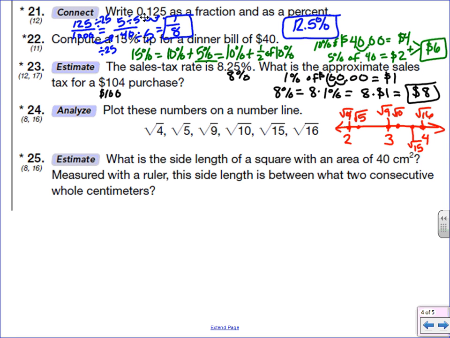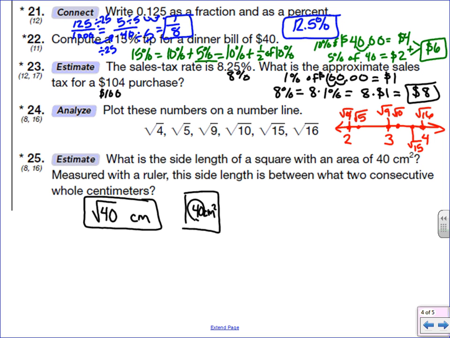What is the side length of a square with an area of 40 centimeters squared? Well, to find the side length of a square, when they give you the area, to get 40 centimeters squared, they must have multiplied a number by itself. So they're asking, what is the square root of 40? So the exact side length would be the square root of 40 centimeters. And then it says, measured with a ruler, this side length is between what two consecutive whole numbers?